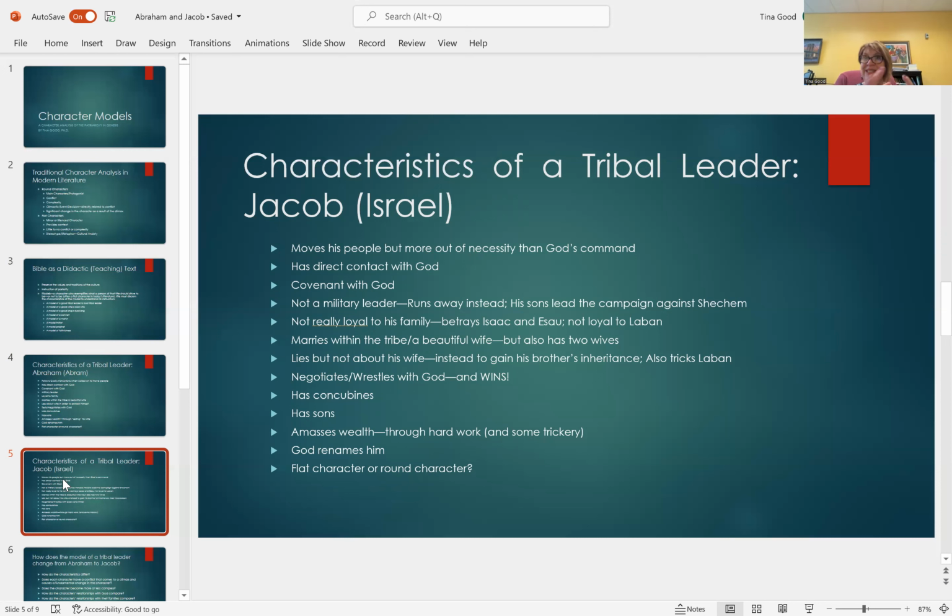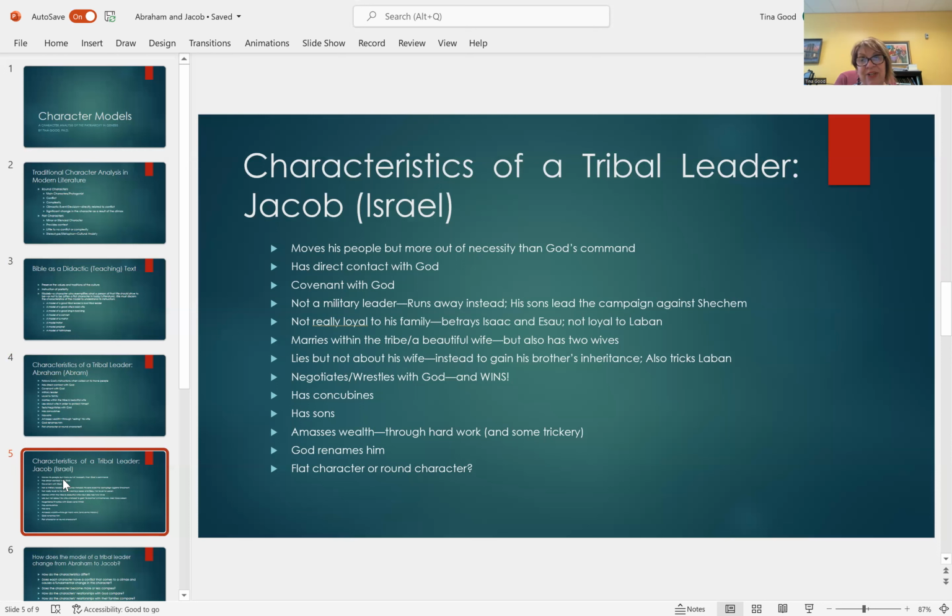And then later on, we see him continually moving his tribes more out of necessity, whether it's famine, whether it's a need for pasture, for wells, whatever the case may be. He does have direct contact with God, more so through dreams and visions than through one-on-one conversation as Abraham had. So we are seeing God get a little bit more distant, but he does have direct contact with him. And he does have a covenant with God, the same as with Abraham, and that is that he will have nations and nations that will be a part of his bloodline.